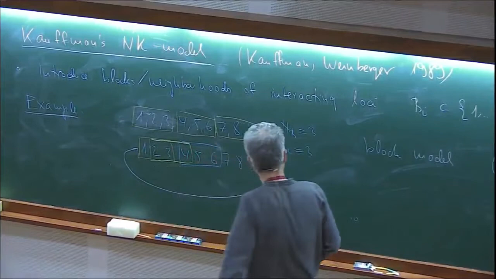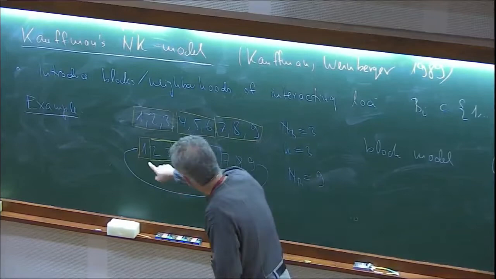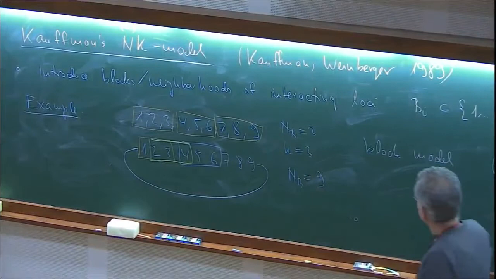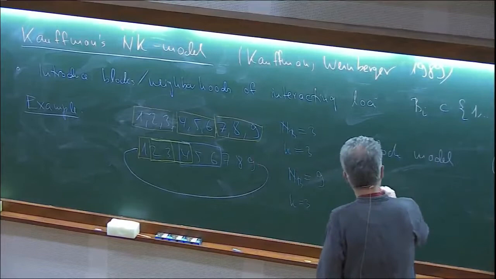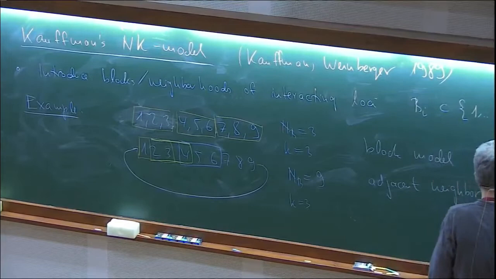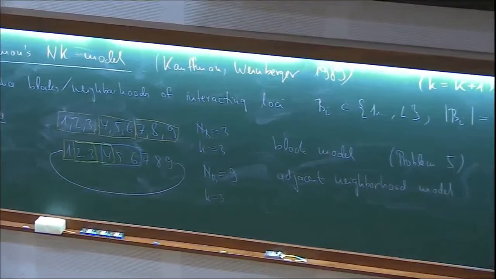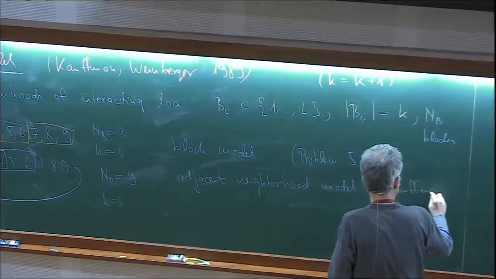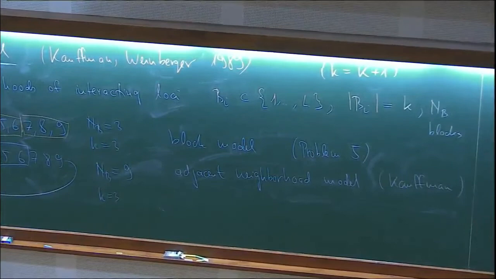So in this case, I would actually get 9 blocks. Right, because there's one for each locus, there's one block where it's the leftmost entry, and k is also equal to 3. And this is called the adjacent neighborhood model. And this is one version that Kauffman originally introduced, and it's actually the one version where most of the previous rigorous work has been done. But of course, I could also do something else.